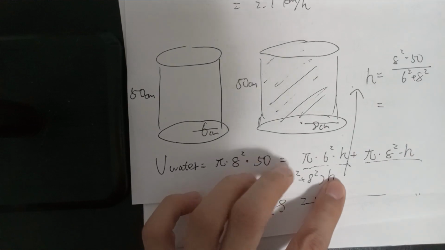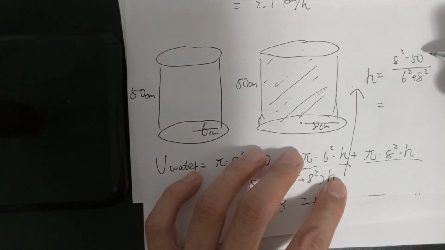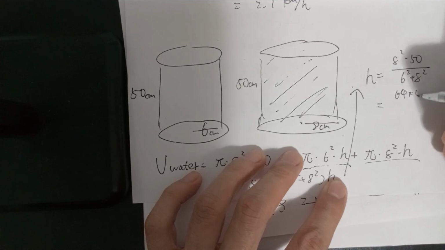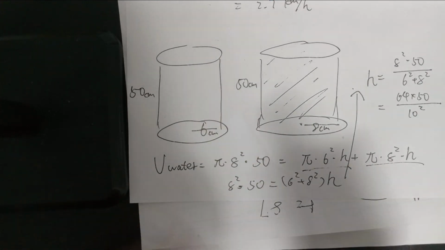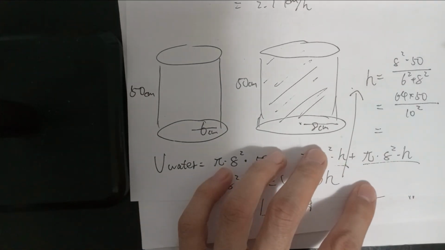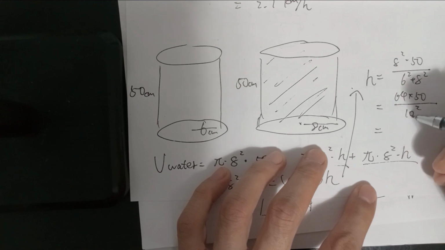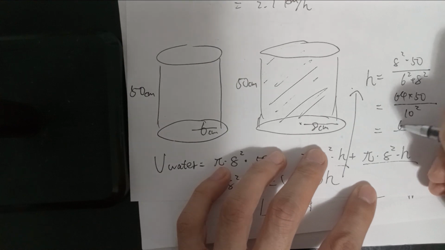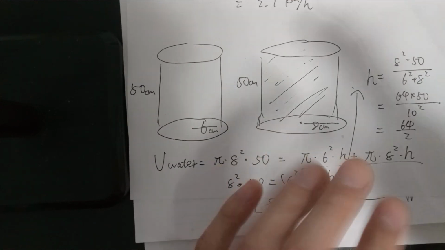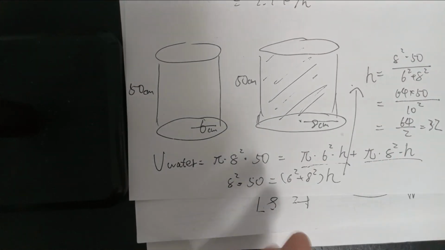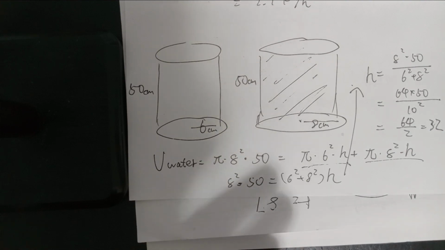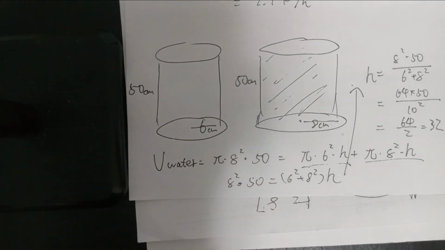Let's have a look at this. 8 squared times 50 is 64 times 50. And below, you will know it is a 10 because it's the 3, 4, 5 right triangle. So it is 10 squared. Okay, do some reduction here. 10 squared is 100, so it reduces to 64 over 2. That would make it 32. So 32 is the answer, 32.0 cm, which is choice C. Okay, so the answer is 32.